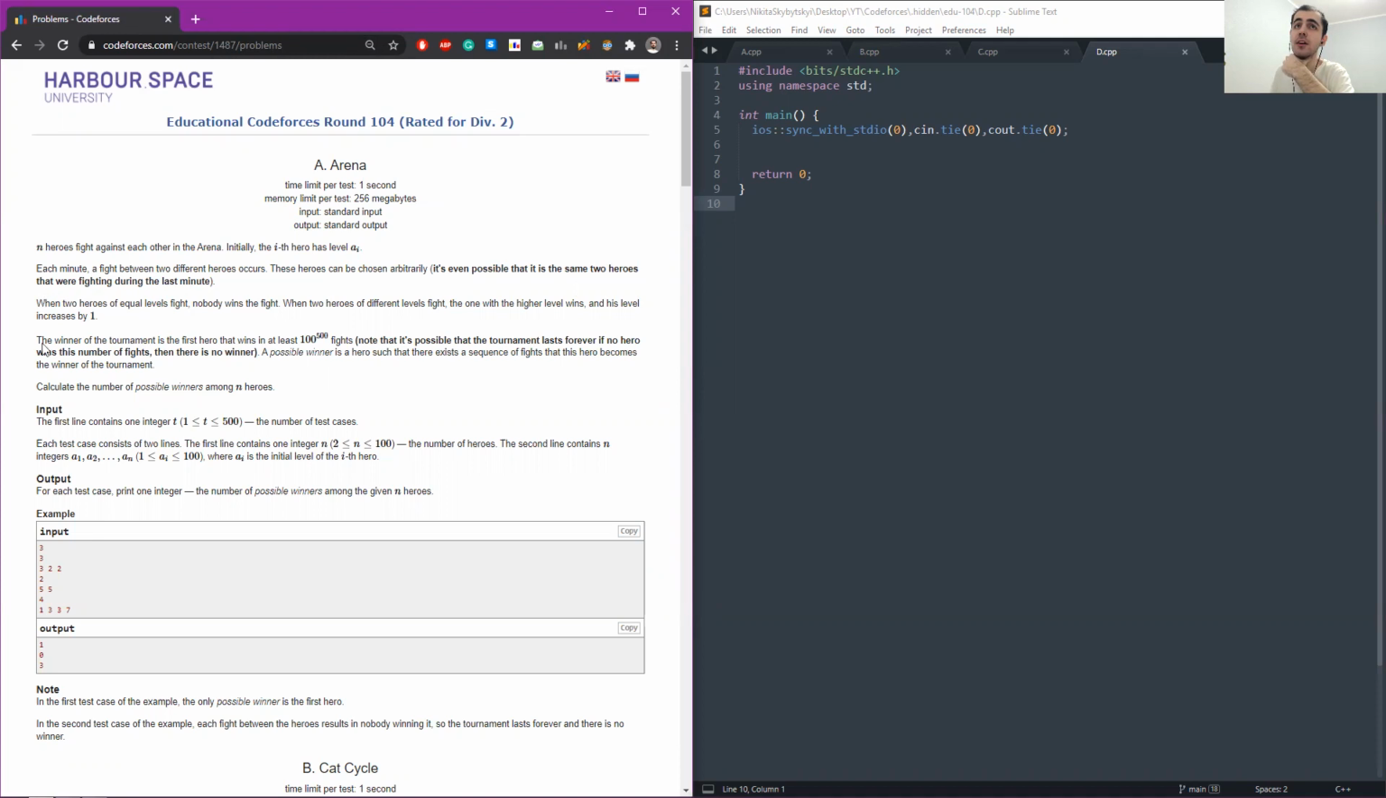Okay, so the winner of the tournament is the first hero that wins at least a huge number of fights. It's possible that the tournament lasts forever: if no hero wins this number of fights, then there is no winner. Calculate the number of possible winners among n heroes. We have multiple test cases in this problem.